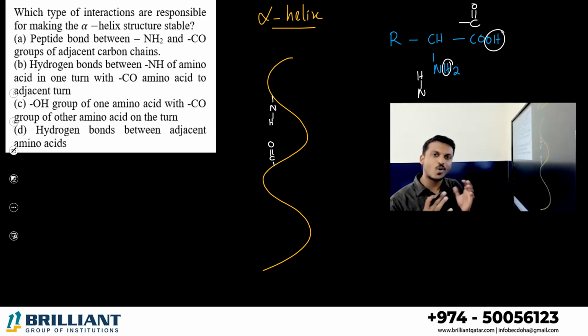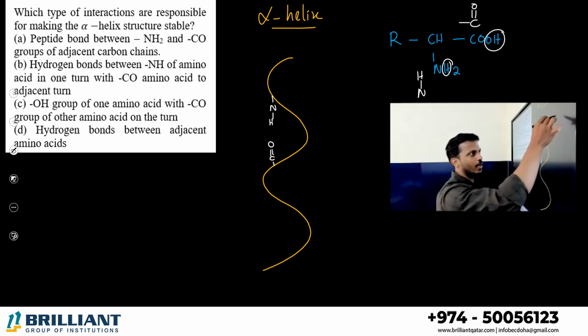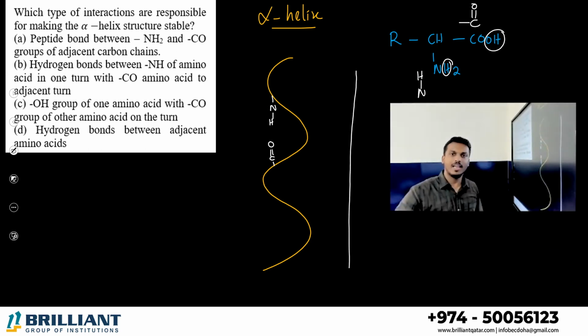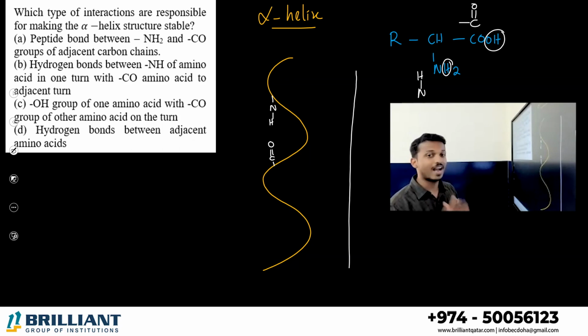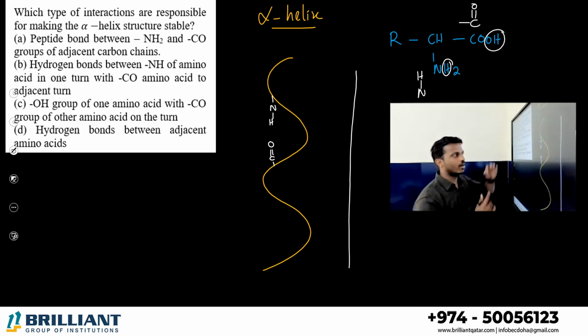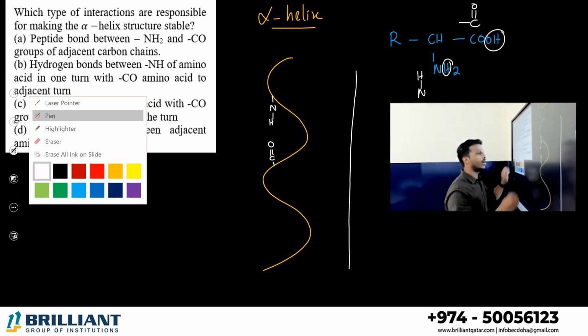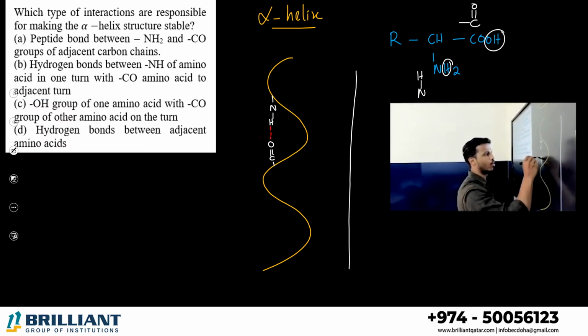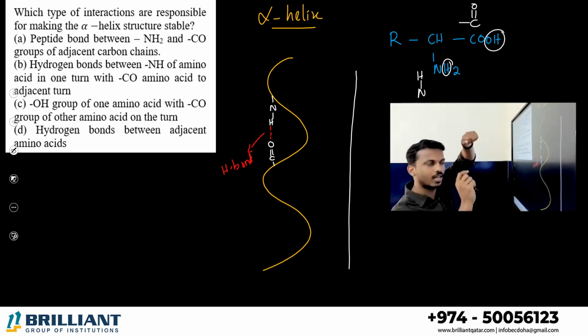You know how they are coiling? That is the question. A polypeptide chain is a linear one. How does it coil in the alpha helix? The NH group from one amino acid in one turn and the CO group of another amino acid in another turn are held together by hydrogen bonds. So when they come closer, the linear polypeptide chain coils.